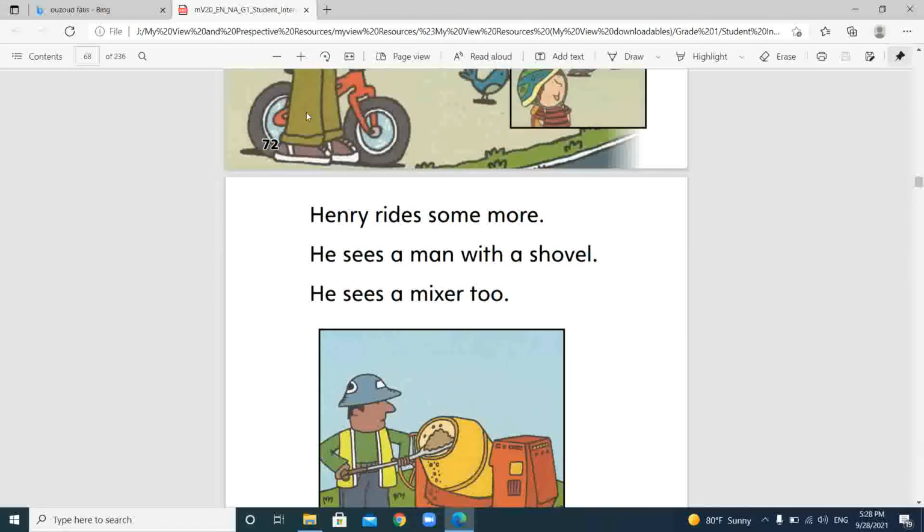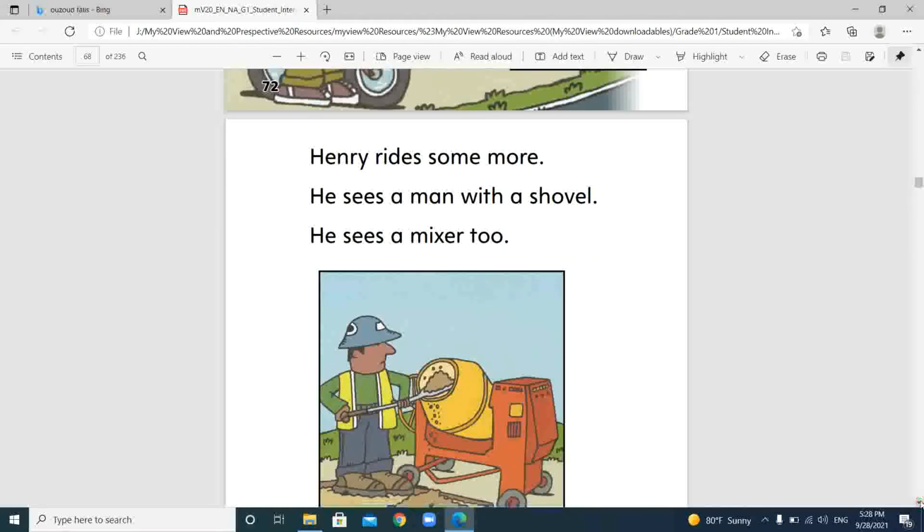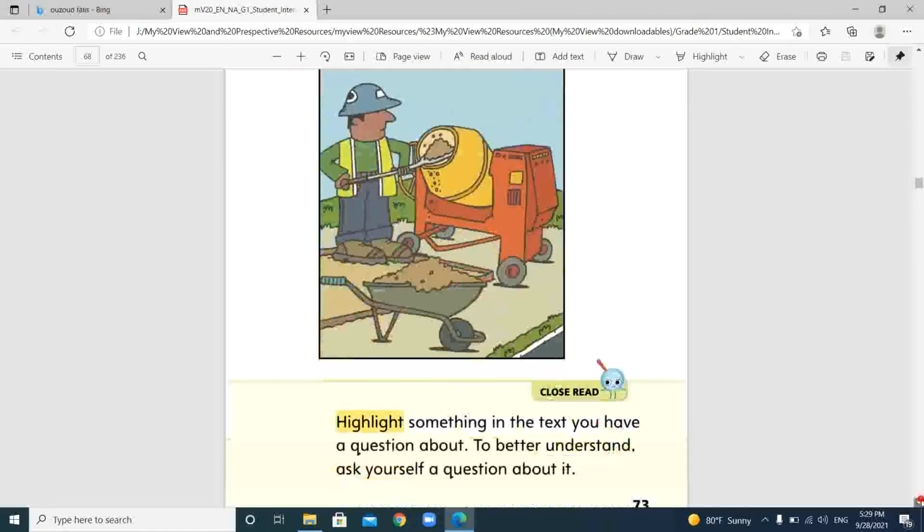Okay, 73. Henry rides some more. He sees a man with a shovel. He sees a mixer too. So he continues. He keeps going and riding his bike. After he sees the boy riding a trike and a girl jumping rope and cats and dogs and people buying food, he sees somebody doing something. He sees a man with a shovel. This is a shovel, and he's putting something inside a mixer. He's putting something inside a machine that will mix something. Okay? They're fixing something on the street.